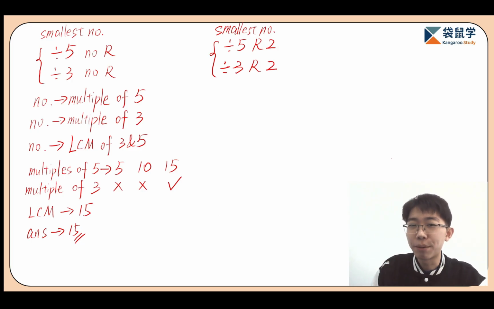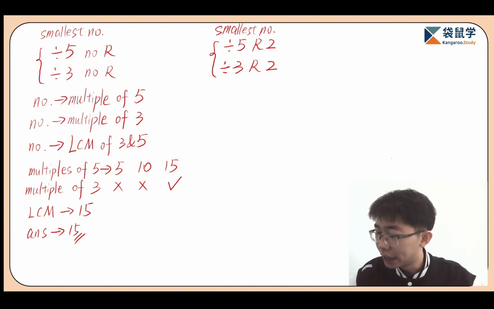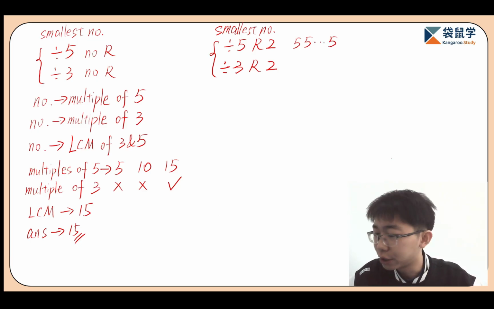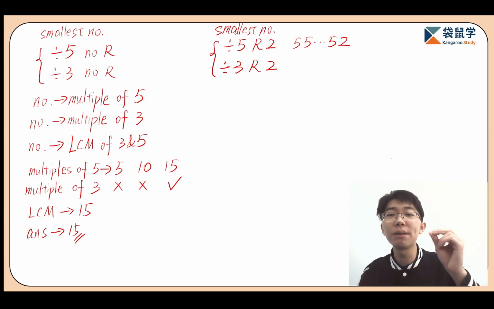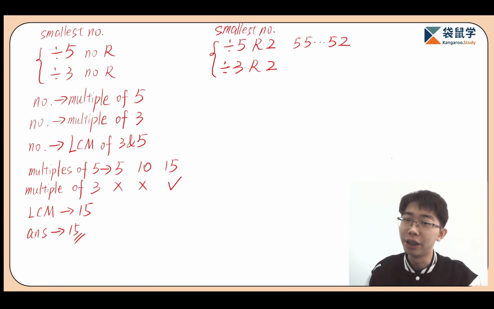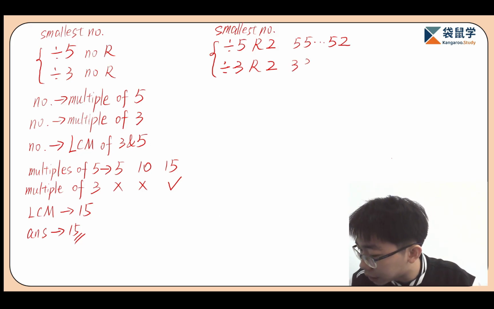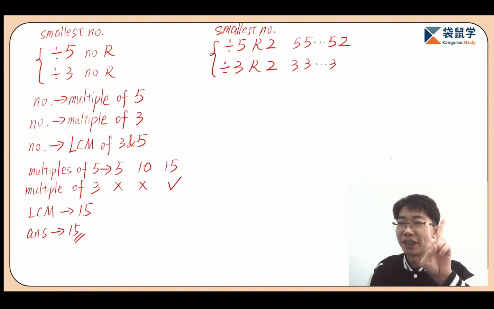Let's think about this. Here, when divided by 5 has a remainder of 2, that means it consists of a number of 5s. The last number should always be a 2 here. Similarly, our number when divided by 3 has a remainder of 2. That means our number can consist of a number of 3s here. And the last number should be what? It should be a 2 here.